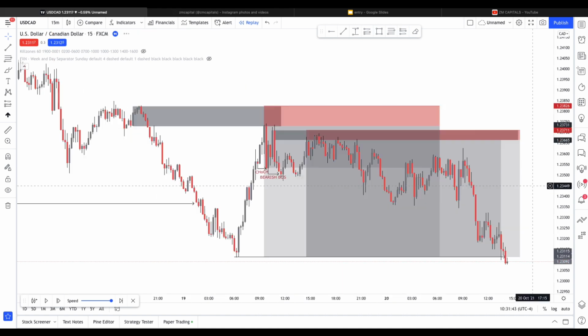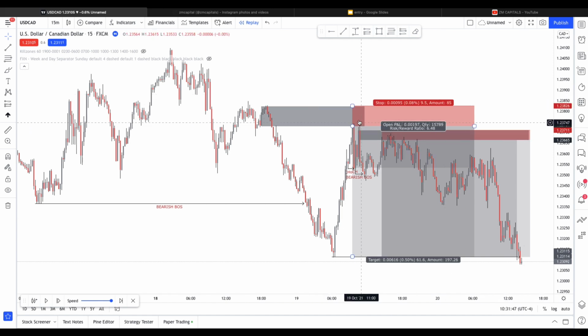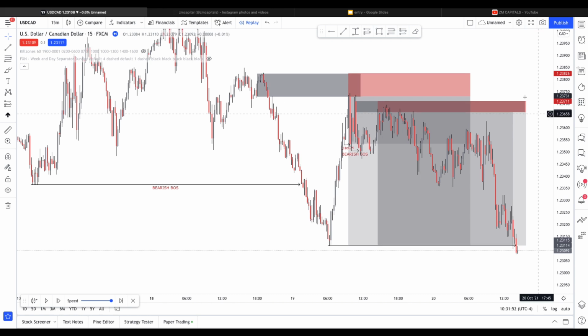So the difference between an aggressive and a confirmation entry. No, I did not enter this. I only put this here for your guys' purposes to show you the difference between an aggressive and a confirmation.